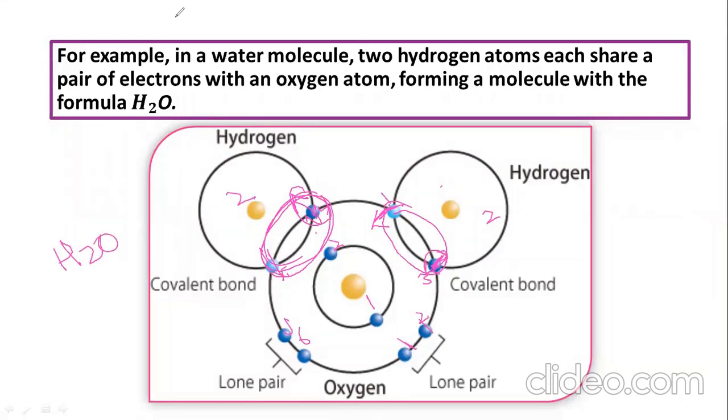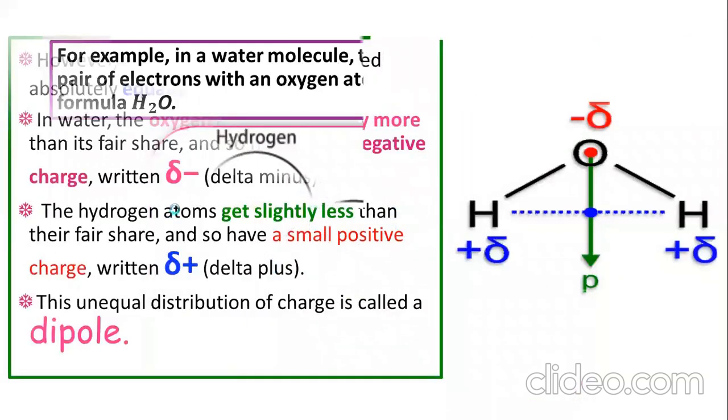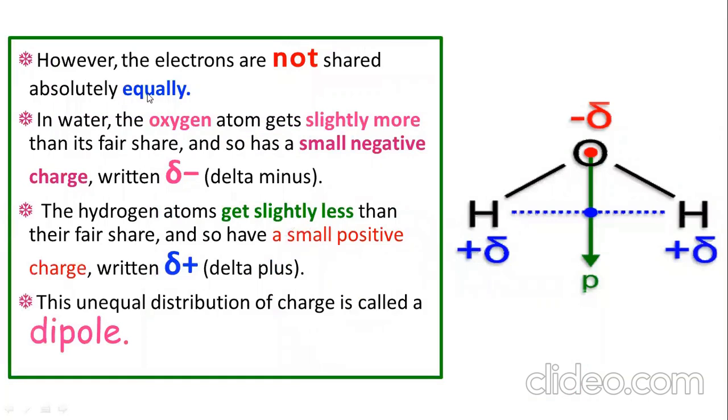Now, however, they form covalent bonds, but the electrons are not shared absolutely equally. Why? Because, you know, in this case, oxygen's electronegativity is very high.